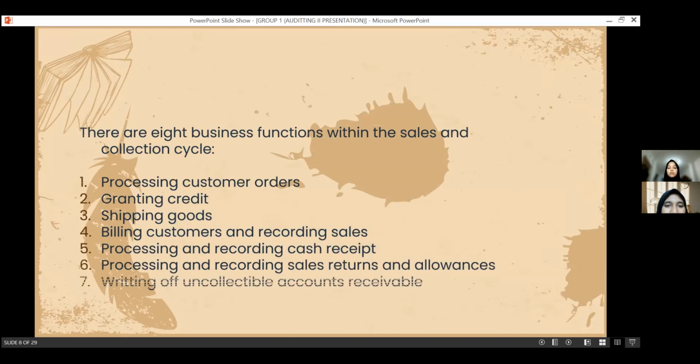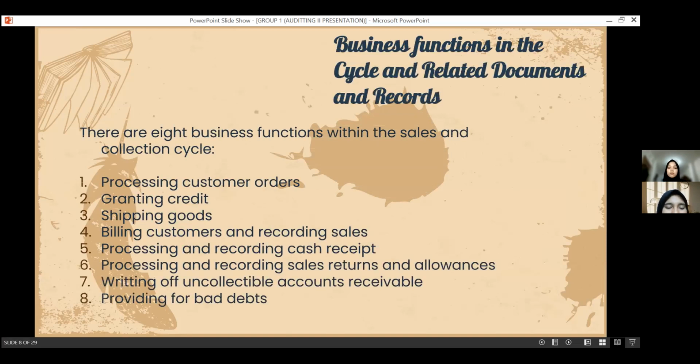There are 8 business functions within the sales and collection cycle. First, processing customer order. Second, granting credit. And the third, shipping goods. 4, billing customers and recording sales. 5, processing and recording cash receipt. 6, processing and recording sales return and allowance. 7, writing off uncollectible accounts receivable. And the last, providing for bad debt.